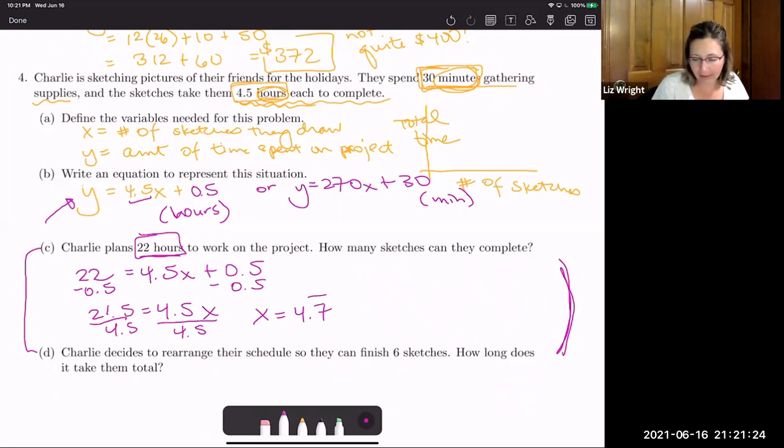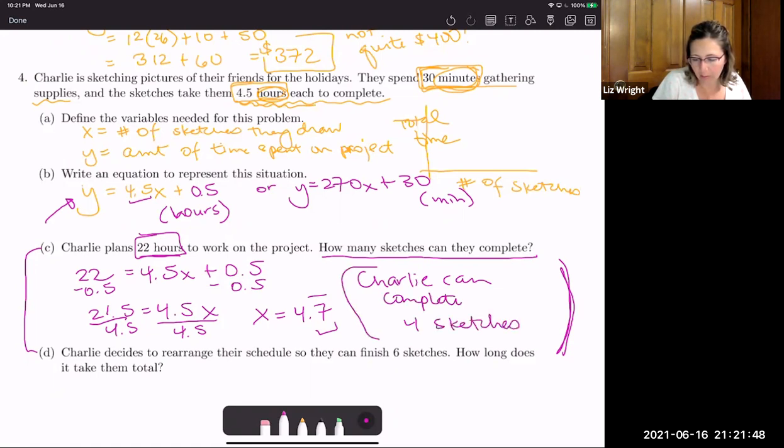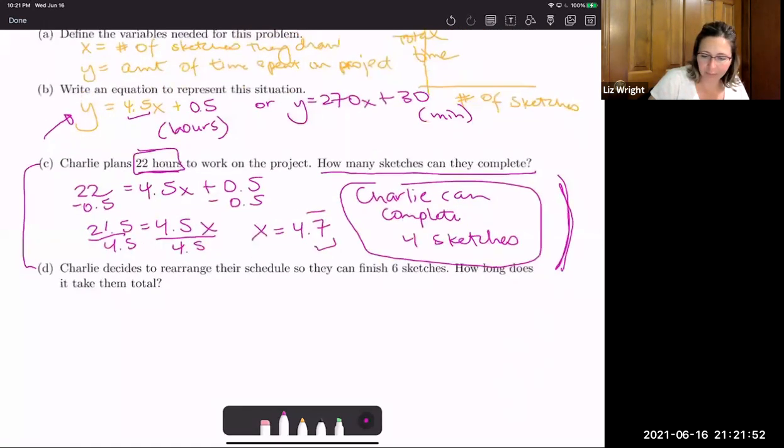Then again, go back and see what it asks you. How many sketches can they actually complete? Well, that's only part of a sketch, so we're actually going to round down and say Charlie can complete 4 sketches for that.